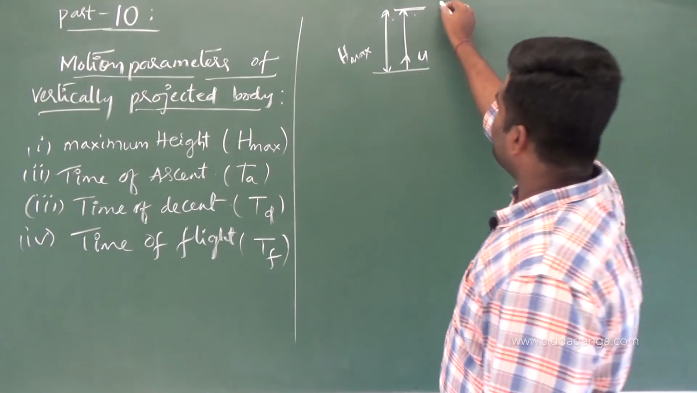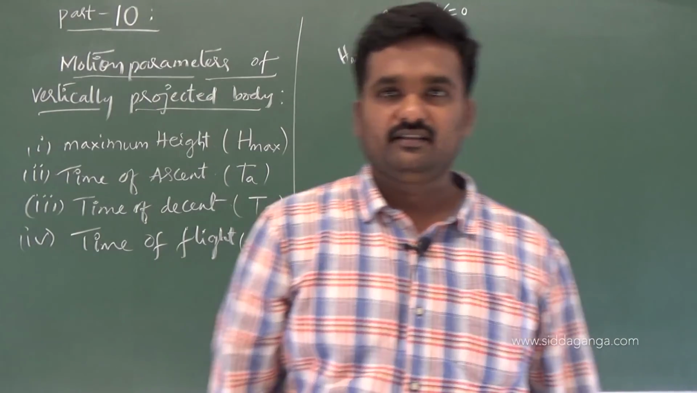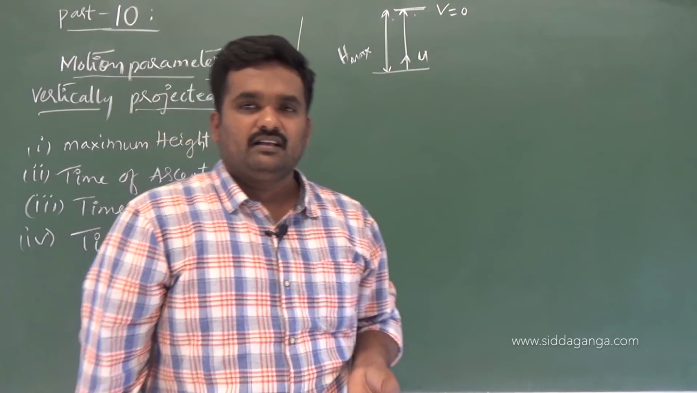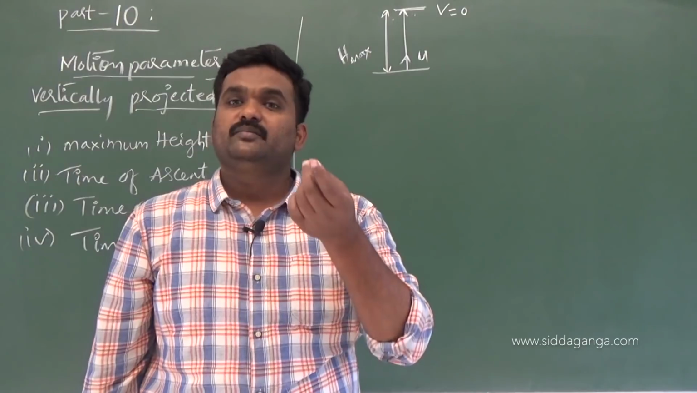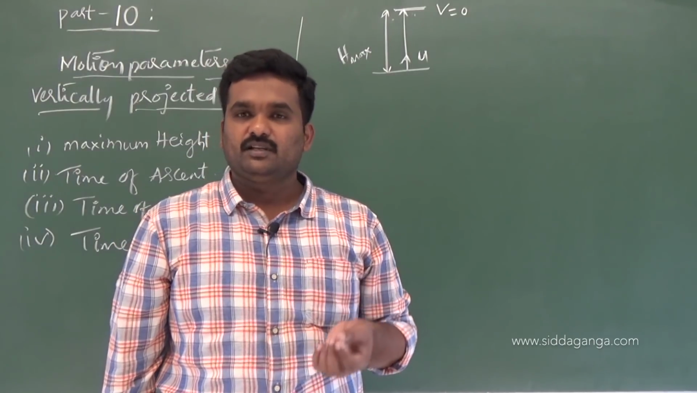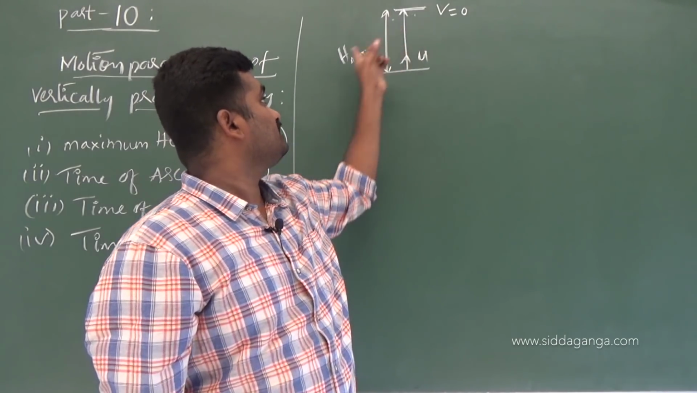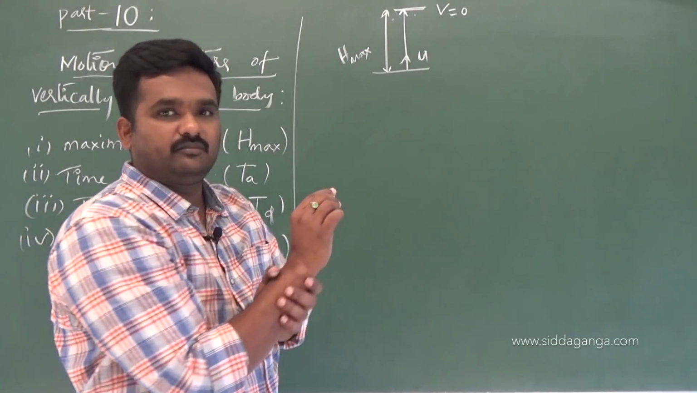Before that, what will be its velocity when it reaches the maximum height? 0. We are all aware. When it reaches the maximum height, its velocity will become 0. Or you can say the displacement of the vertically projected body where its velocity becomes 0, that itself we should call the maximum height. So now how to obtain the expression for maximum height?